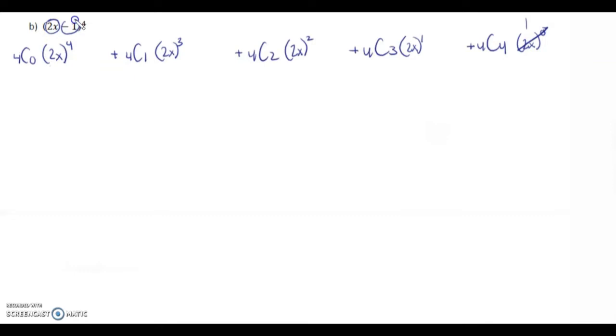Okay. Now, negative 1, let's pattern. Negative 1 to the 0, again, disregard. Negative 1 to the 1. Negative 1 to the 2. Negative 1 to the 3. And negative 1 to the 4.